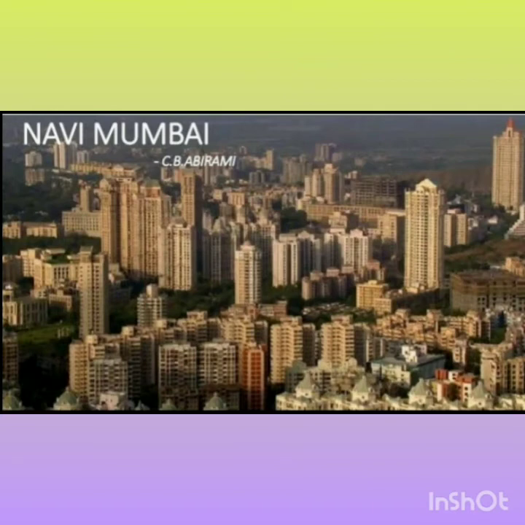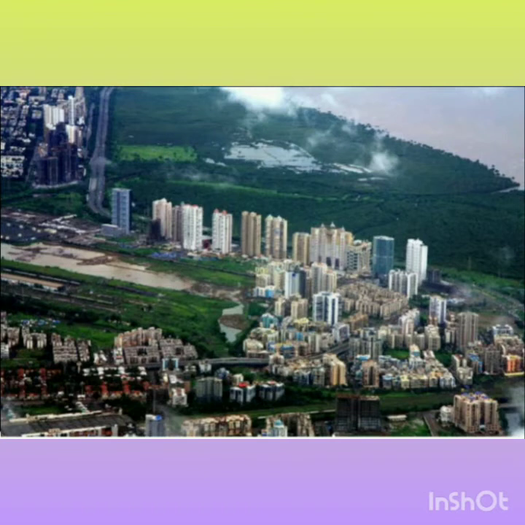You can see here Navi Mumbai. It is a satellite city separated from Mumbai by a creek. It is self sufficient, has its own municipal corporation, and many international organizations have set up offices here. It is connected to Mumbai by railways and highways.